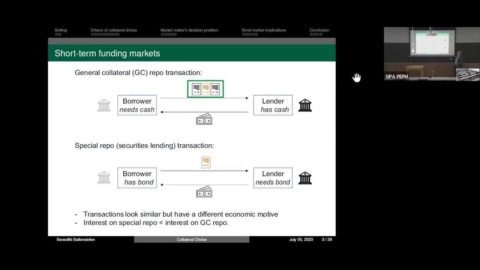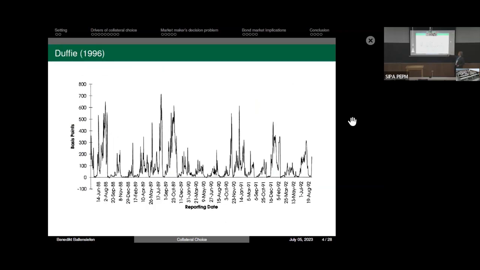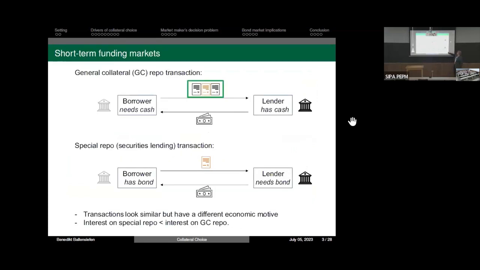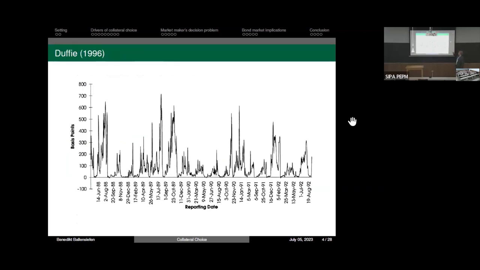To give you an idea of how the spread between the two markets looks, this is from a paper by Duffie back in 1996 for the U.S. market, which plots the difference between the general collateral rate, which is a higher rate, and the specific issue rate for one specific government bond, the most recently issued bond. That one is typically the most liquid and most sought after, and you see a really significant spread in rates between the two, sometimes 300 or 500 basis points.